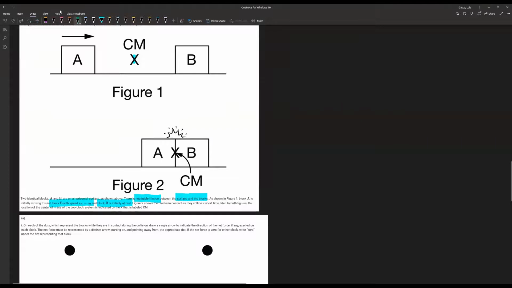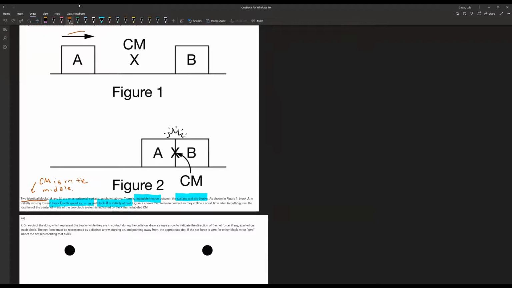Now we have learned how to calculate the center of mass. If this is x1 and this is x2, we can get those distances to get the center of mass. It doesn't really matter here, because they tell us the blocks are identical, so the center of mass is exactly in the middle. Because we're dealing with forces and collisions, we should consider how that center of mass is going to change.